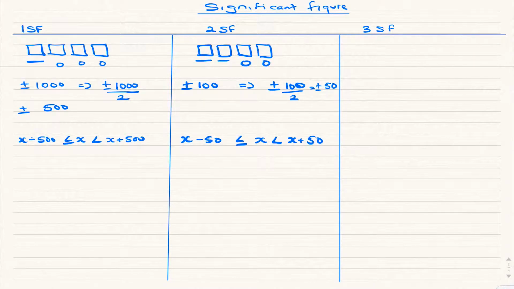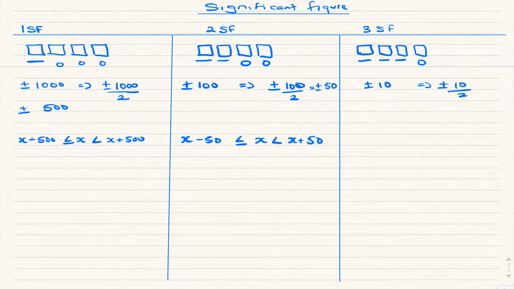Likewise, to do 3 significant figures, you've got your 4 figures again that we're using. So 3 significant figures will be the first 3 here, and what's left, turn it to 0. So that will be plus or minus 10, because we got 1 zero. And then the bound will be plus or minus 10 divided by 2, because we need a lower class boundary and upper class boundary.